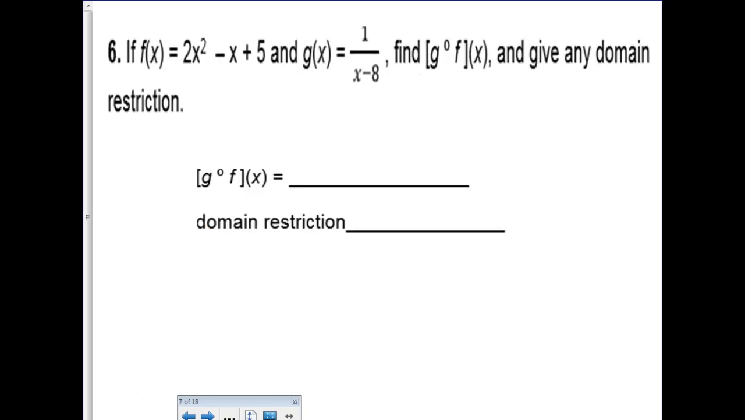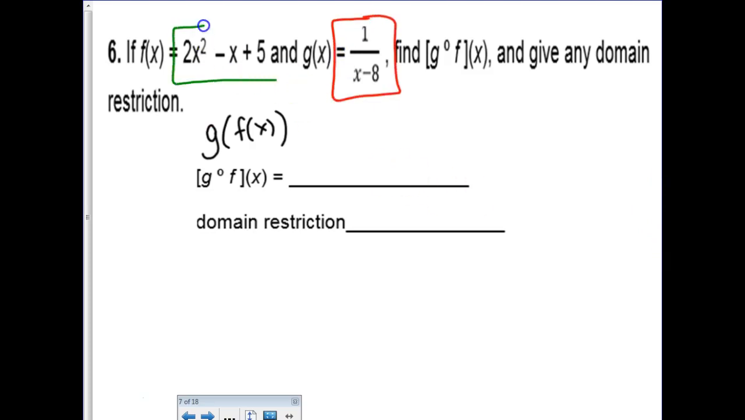All right. So here they want you to compose a function. So we're not going to have a single number answer. It's going to be a new function. And because of the nature of the function, we're going to see that there's a domain restriction on it. So g of f. If you don't like that notation, you can change it for this. But the idea is you're going to start with function g, which is this guy. And in place of all of the inputs, you're going to put this guy. So 1 over, instead of x minus 8, I'm supposed to put all of this in place of x.